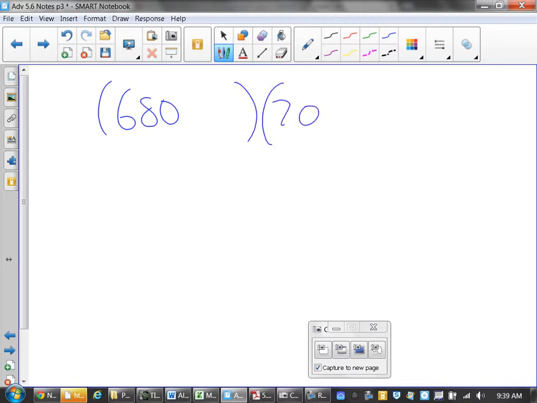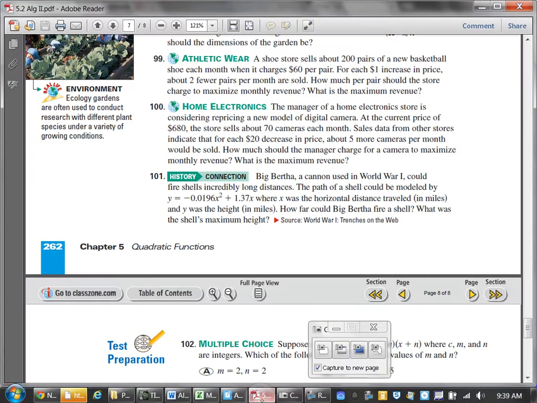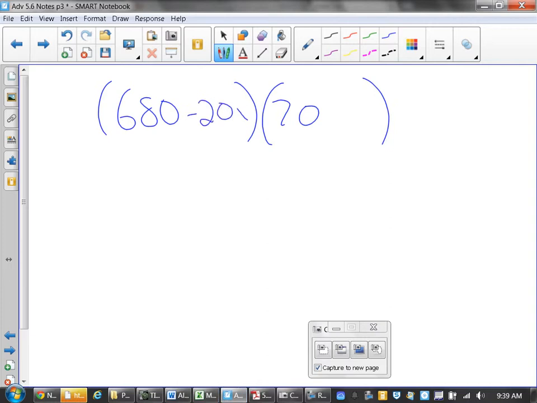70. Thank you. And then if you go back and reread it, it tells you that for every $20 decrease in price, you sell 5 more cameras. So what am I going to do with the 680? Minus 20x. And what do I do to the 70? Plus 5x. That's it. So when you set that up, you have minus 20x plus 5x, and now I'm going to show you guys again to find that midpoint, and then I'll also show you how you can do that in the calculator.